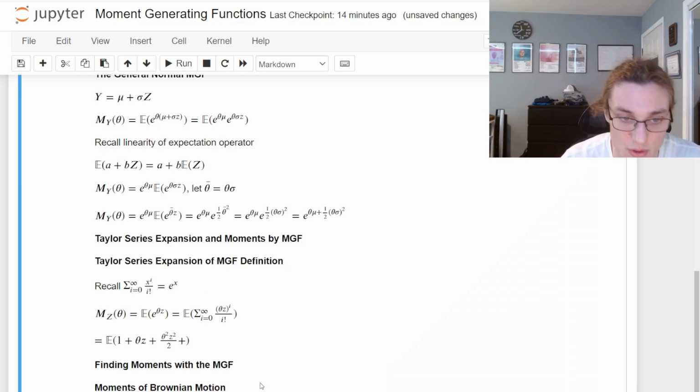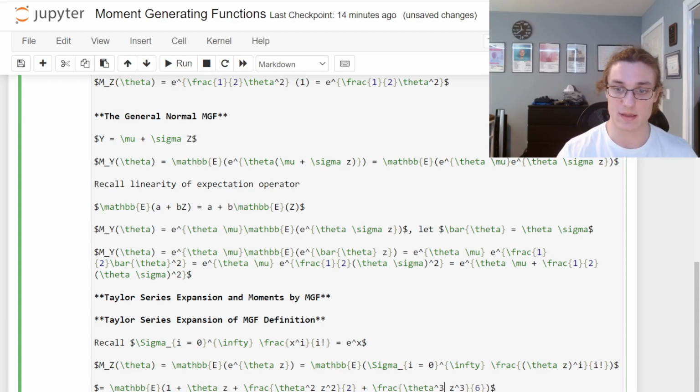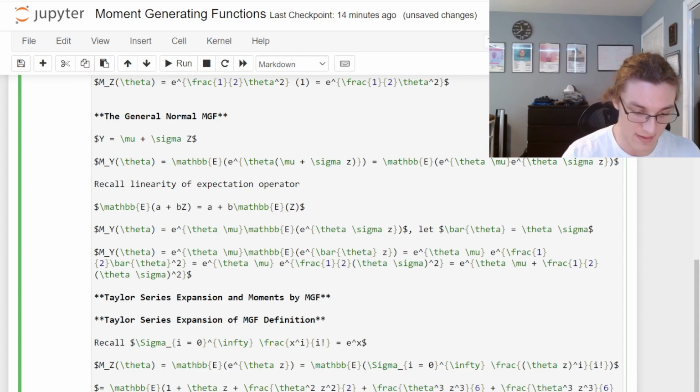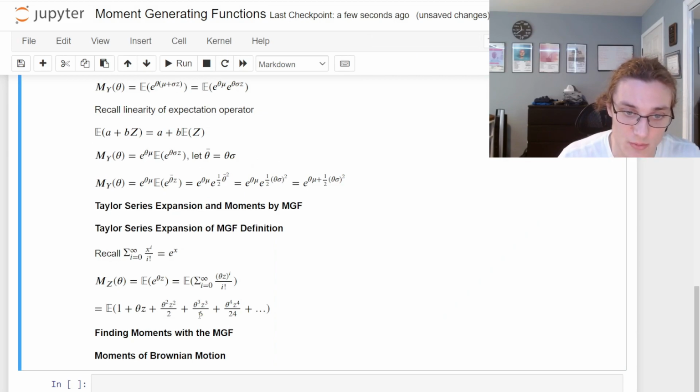Maybe I'll just write out the first 4 terms and show you how we can find the first 4 moments, the expectation, variance, skewness, and kurtosis here. So then we have 3 factorial, right? So that's going to be cubed. 3 factorial is 3 times 2, which is 6. And then we have Z cubed and theta cubed. And then the last term that I'll write is the 4th term here. And then I'll just have dots because this pattern does go on forever. And then we have to the 4th, and instead of 6, we have 4 factorial. 4 times 3 is 12, times 2 is 24. Okay. So 2, 6, 24. So that's 2 factorial, 3 factorial, and 4 factorial. And then this is just going to keep going.